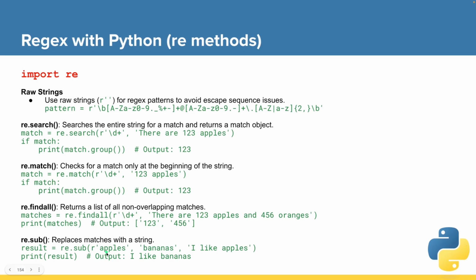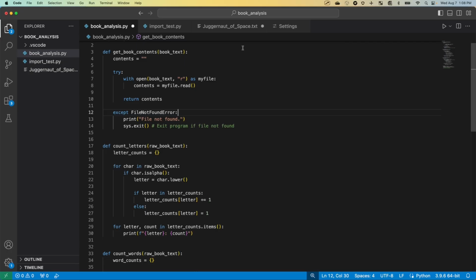So if we're searching for apples as our regex string, we're using a raw string there, and we want to replace it with bananas, and then our original string is I like apples, we could print the results of what we're assigning that to. The output would be I like bananas instead of apples. So we could manipulate our string that way. So let's take a look at some of these. Let's start with, let's say, findall.